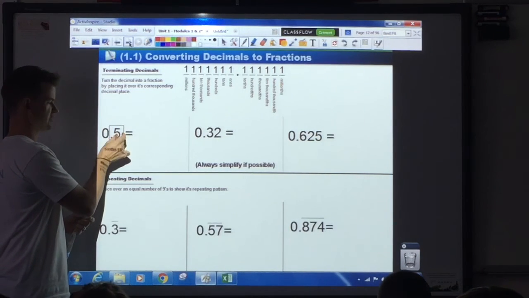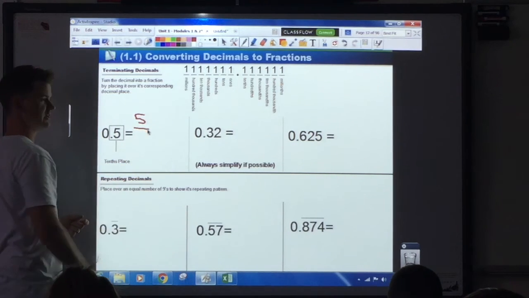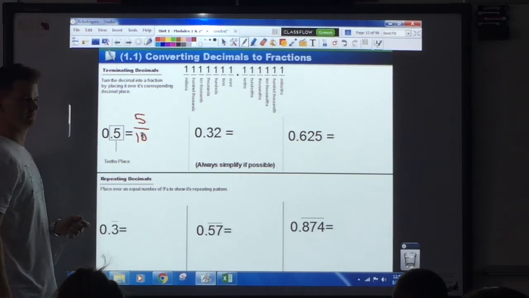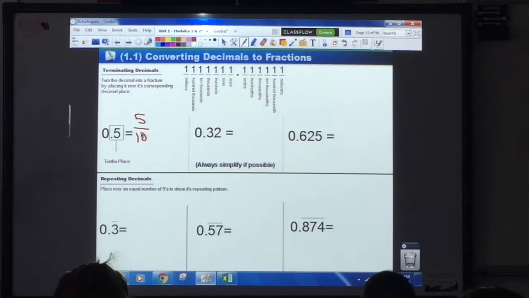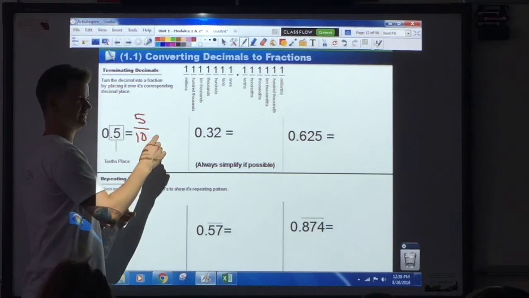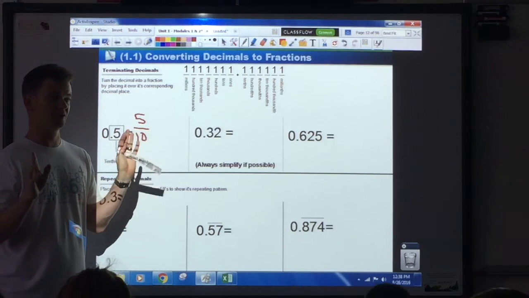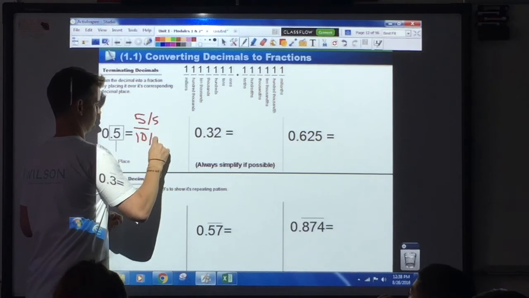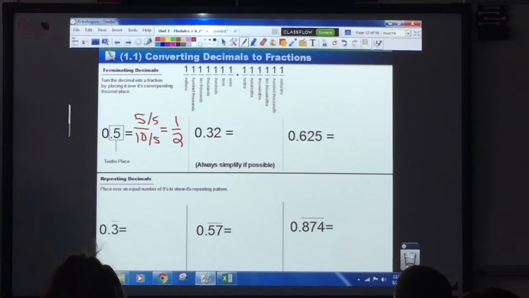Tenths. So you're going to take that 5, don't worry about the decimal point, don't worry about the 0, just write the 5. And underneath it, what decimal place was this? Tenths. So you just write a 10. That's it. Can you simplify 5 over 10 though? Yes or no? To what? To 1 over 2. How do you get that? There's a long explanation. It talks about greatest common factors, blah, blah, blah. The greatest common factor of 5 and 10 being 5. And it becomes 1 over 2. What I really care about is if you know how to write that.